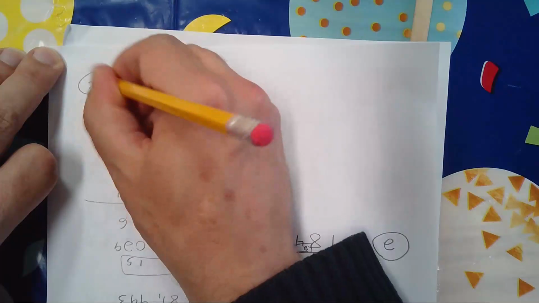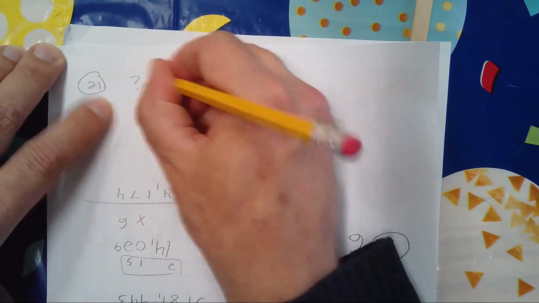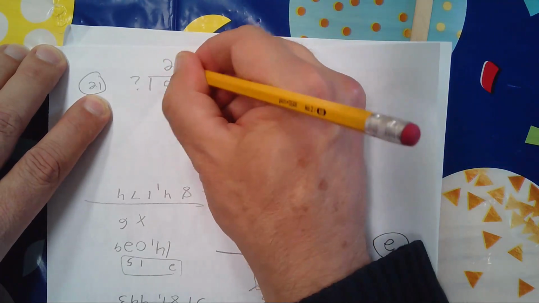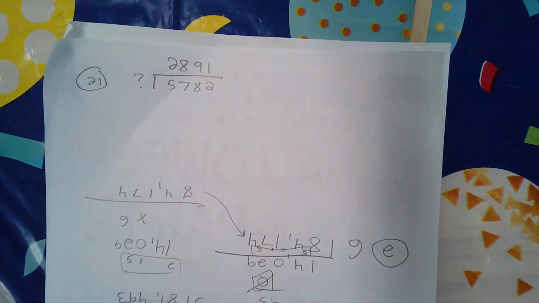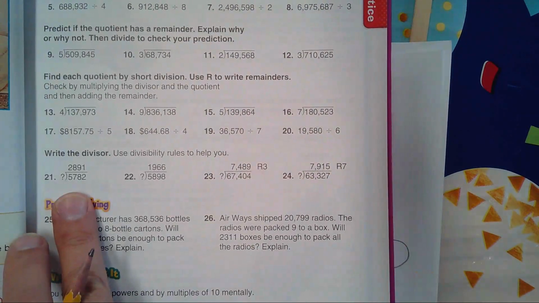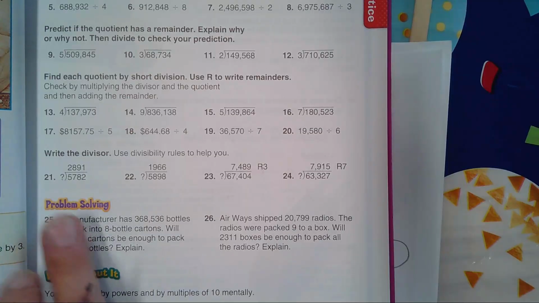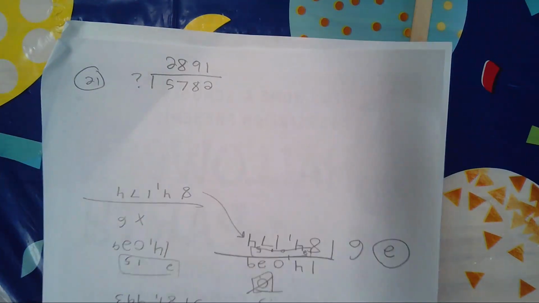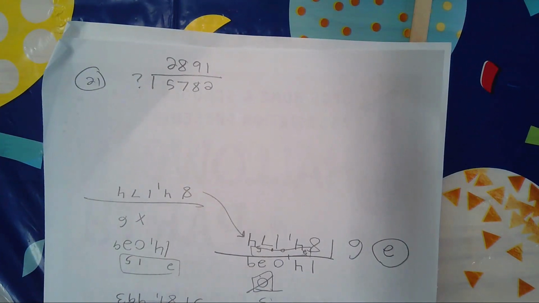I must use this paper. 21. So, what you're asked to do this time is think like fact families again here. I will tell you that all these divisors are single digit numbers, right? Single digit, single digit, single digit, single digit. So it's not forever. It says you can use divisibility rules to help us.